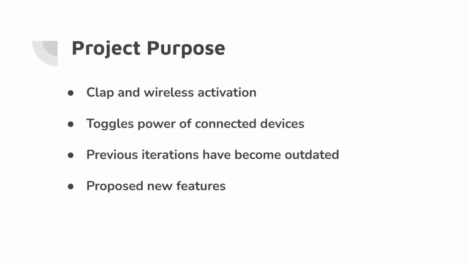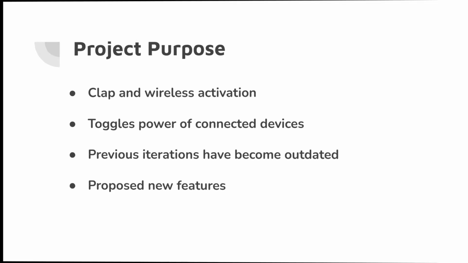For our project purpose, the Clapper 2.Awesome is a clap-activated system that will toggle power controls of any connected 120-volt AC devices, while also delivering wireless control features. Previous iterations of Clapper devices have become outdated and have failed to keep up with modern industry standards. So overall, our team plans to modernize the Clapper by adding new features such as an improved filter, wireless connectivity, sensitivity adjustment, and LED status lights display.